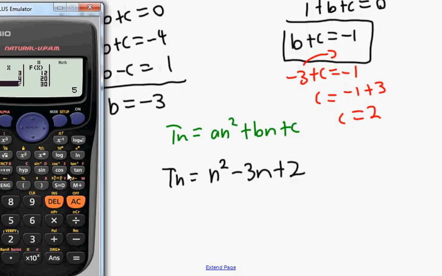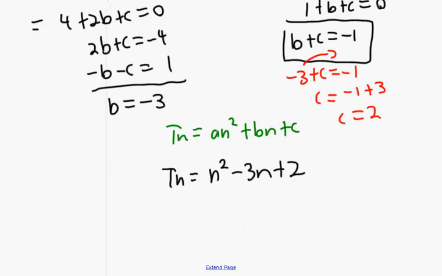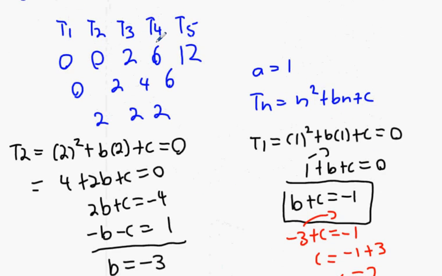Now guys, if you're looking to check this out really quickly, you can do the same trick as last time. You can go to your calculator, you can do x squared instead of n squared. You do minus 3x. And then you can do plus 2. Start at 1, end at 5. Step of 1. Is this the sequence? 0, 0, 2, 6, 12. That's it, isn't it? 0, 0, 2, 6, 12. And then you know you're right.